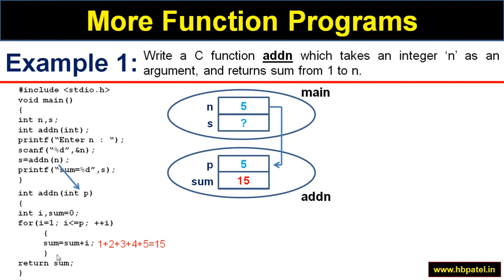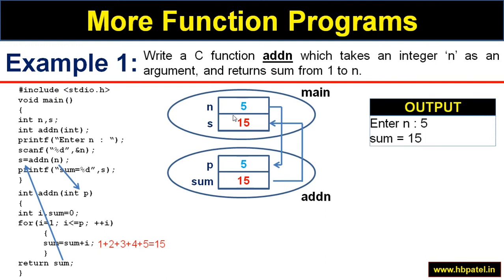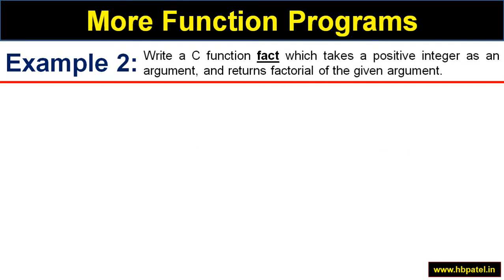That is returned. So the value of sum is returned, so that sum is copied into s, and when I print sum, I'll be getting 15. So the output will be enter n 5 and sum equal to 15. So let's go to the next example.